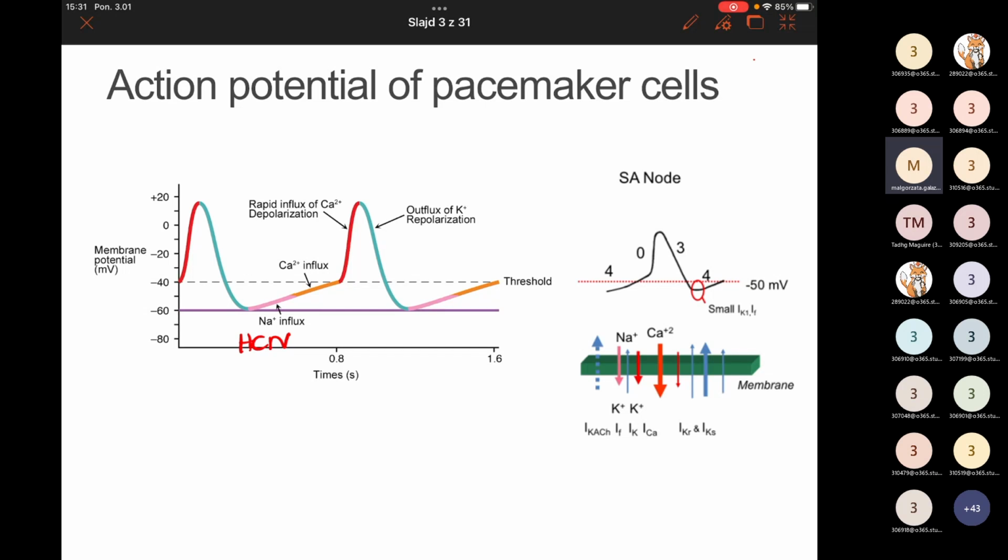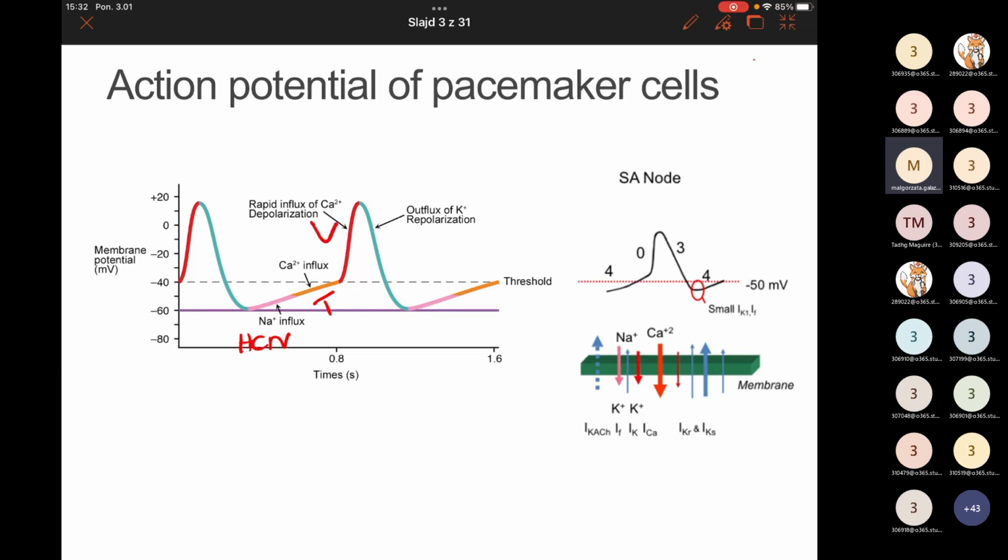Therefore, we observe a sodium influx into the cell. This leads to slow depolarization, which activates T-type calcium channels. Due to sodium and calcium influx into the cell, the membrane potential reaches around minus 40, minus 45 millivolts, which is a threshold. And this increase of membrane potential activates L-type calcium channels.